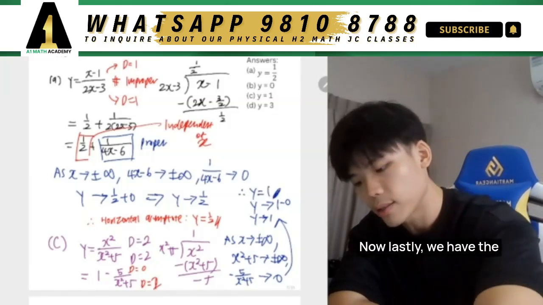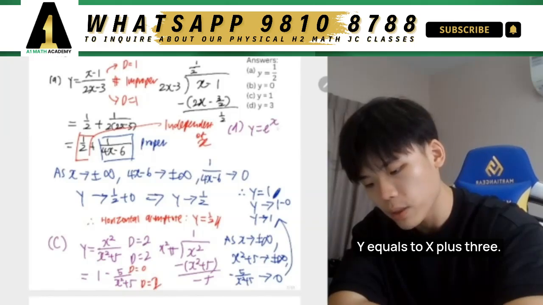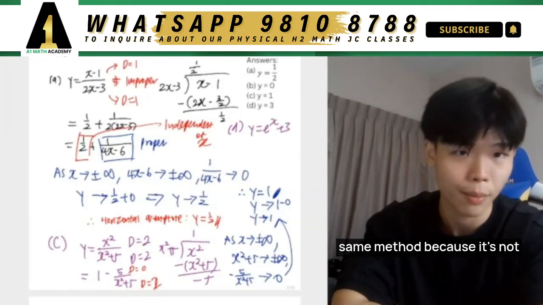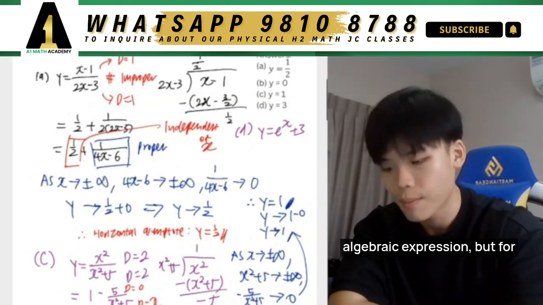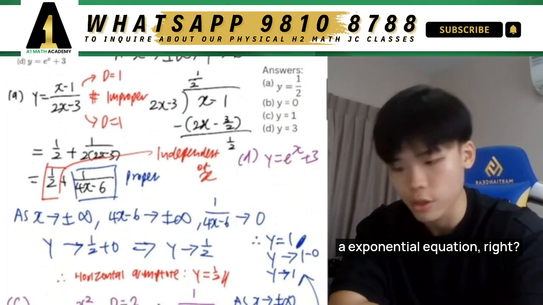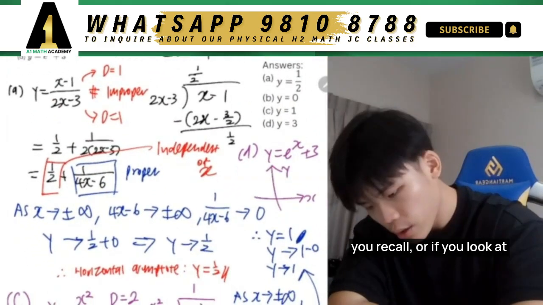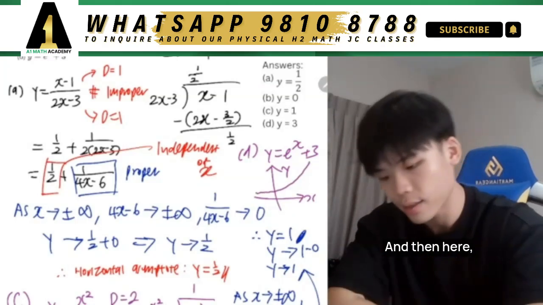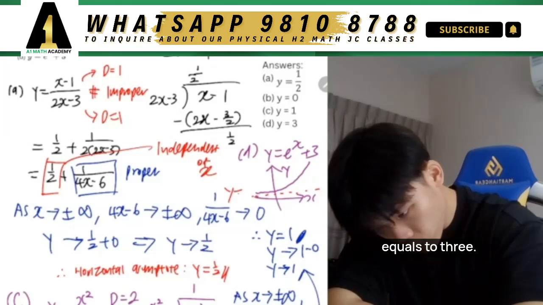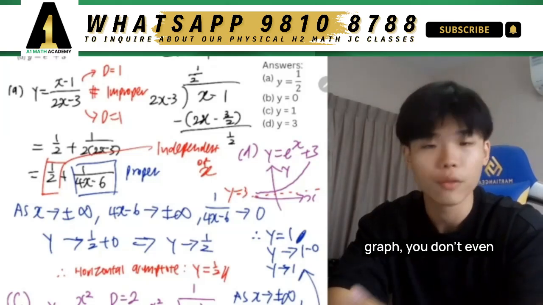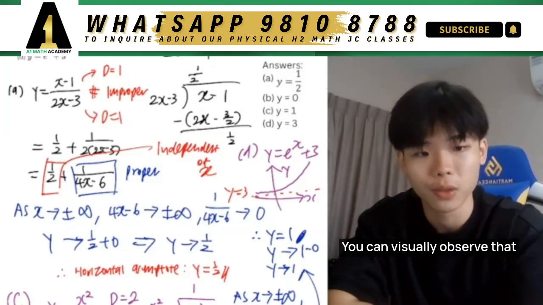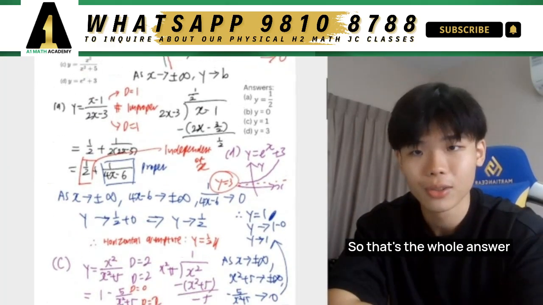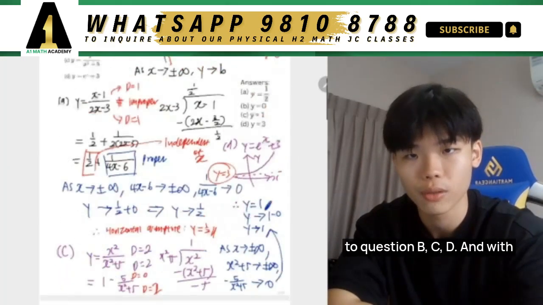Okay, now lastly we have D, y equals e to the x plus 3. For this one, for an exponential equation, you cannot use the same method because it's not an algebraic expression. But if you draw the graph for this, or look at your GC, you get a graph that looks like that, right? And this line here is y equals 3. So for an exponential graph, you don't even need to do any working. You can visually observe that y equals 3 is the horizontal asymptote. Yeah. So that's the whole answer to question B, C, D.